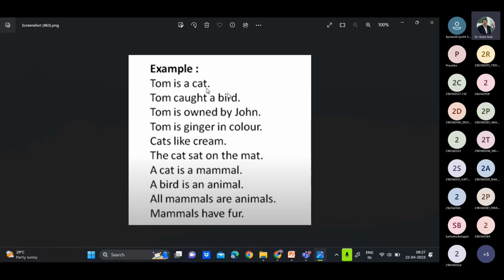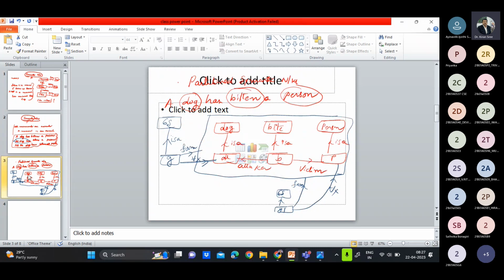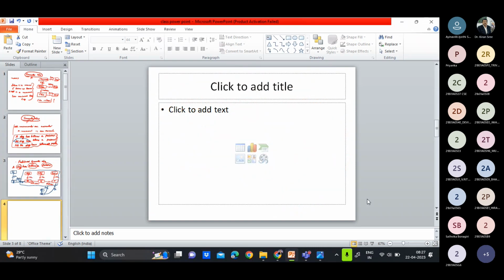And then they will ask you, can you represent, if there is a statement like all the mammals are animals, we cannot represent in a general semantic network, then we need to go for a partition semantic network, and the story you have to write.